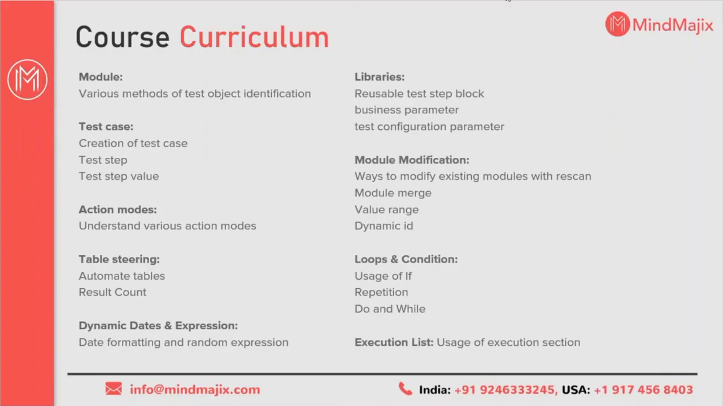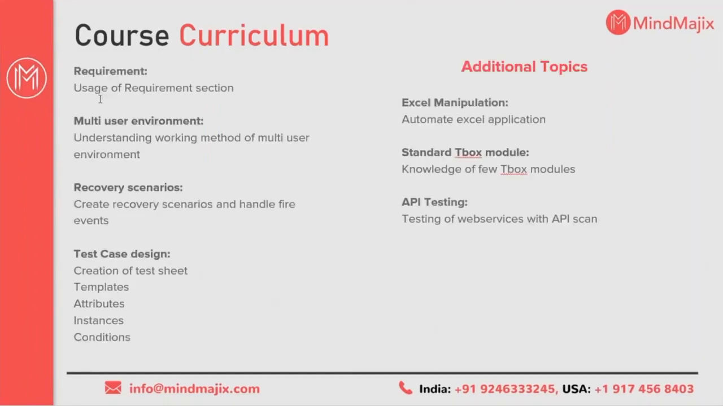We'll also be covering working with modules, as in how we merge the modules, and how we map the dynamic properties of the web elements. Those things will be explained while we are covering the module section, as in how to create the module. We'll also be covering the usage of the if condition, the loops, as in the while and the do while loop, and the usage of the repetition property in Tosca. Then we'll see the execution list, as in how it is used in executing the test cases. Then I'll give you a brief overview of the requirements section, how we map the requirements to the test cases and then to the execution.